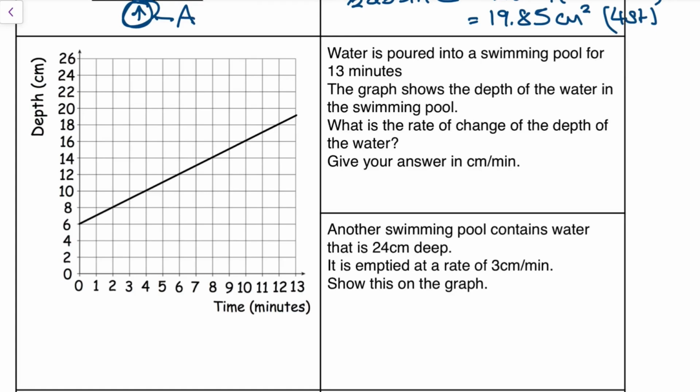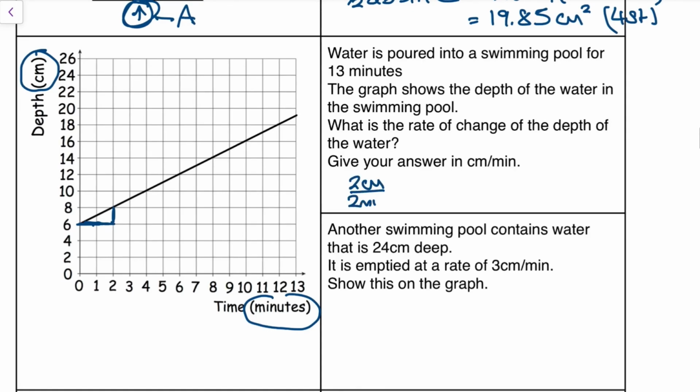Water is poured into a swimming pool for 13 minutes. The graph shows the depth of the water in the swimming pool. What is the rate of change of the depth of water? Now, if you do A-level maths, you can do a lot more about this whole rate of change and how things change. For the sake of this one, what we're going to do is recognize that's centimeters and that is minutes. So what I can see here is if for each minute I go up, well, it's a bit hard to see, but it looks like a 1. So let's do 2 minutes. So for 2 minutes, I go up 2 centimeters. So in other words, it's going to be 2 centimeters per 2 minutes, which is also known as 1 centimeter per minute. Give your answer in centimeters per minute.